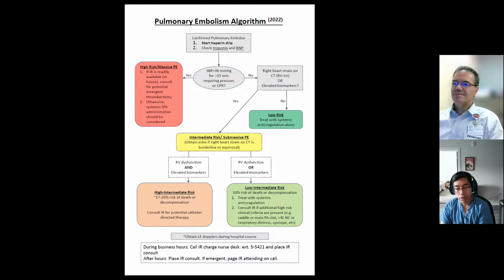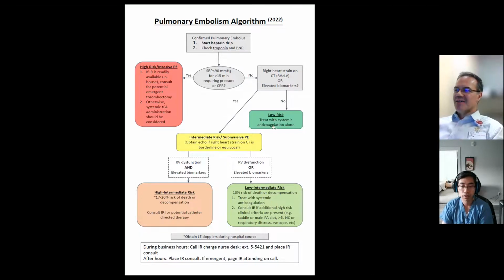So obviously, if we're in-house, please call us right away. We can try to do an emergent thrombectomy. Otherwise, if we're going to take a while, I would recommend starting the systemic TPA just so you get some sort of mechanism of action to improve that clot burden as quickly as possible. Yeah, those are always pretty scary. You got to move pretty fast. Yeah. But for everything else, now we've got some new options. So let's say that they're not hypotensive or in cardiac arrest. We find ourselves going to the right side of this algorithm.